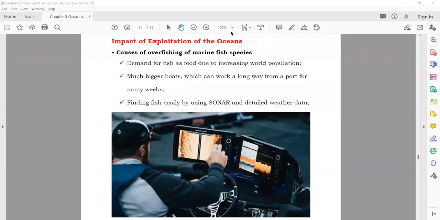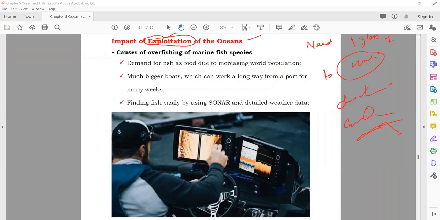Now, impacts of exploitation of the oceans. What do you mean by exploit? Exploit means that you use something more than you need. Got it? For example, you need one glass of water to drink. What you do is drink half and throw it, then take a small amount again and throw the rest. You waste the water. That's known as exploitation.